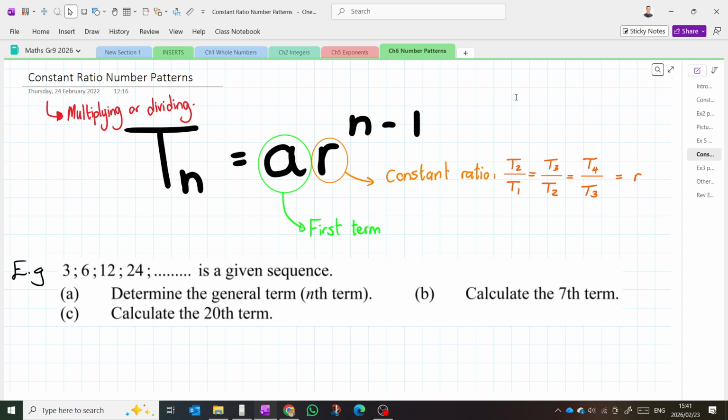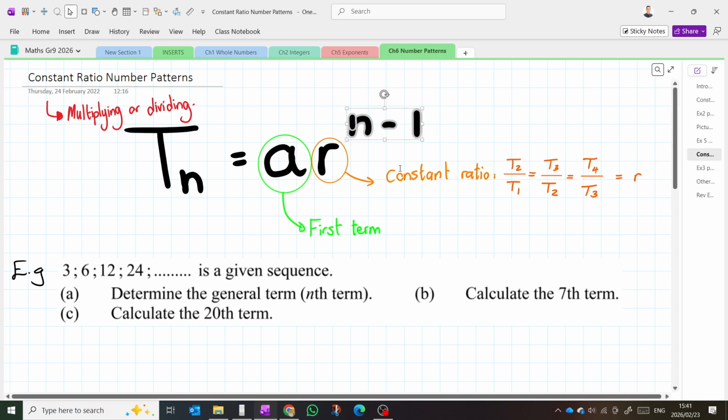Now, those are the ones where we are constantly multiplying or dividing by something. And you will see that the general formula here looks a bit different. We've got Tn is equal to A r to the power n minus 1. The n minus 1 is always part of the formula. A will be replaced by your first term, and r will be replaced by your constant ratio, so what you are multiplying or dividing by the whole time.